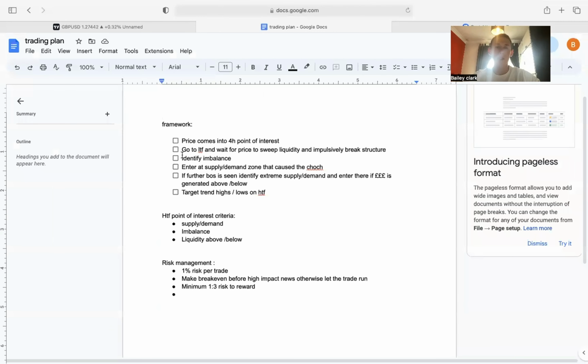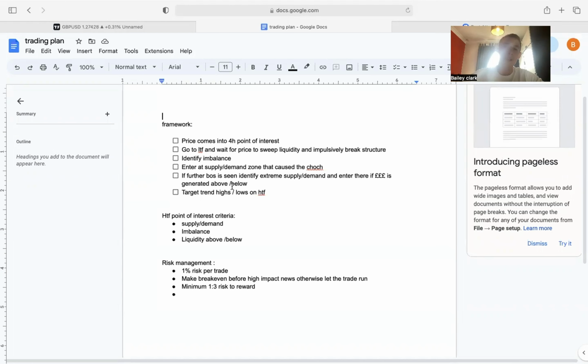So we've got our steps here. Price comes into a higher time frame area. That's step 1. We then go to the lower time frames and wait for price to break structure, confirming that our area is likely to hold.